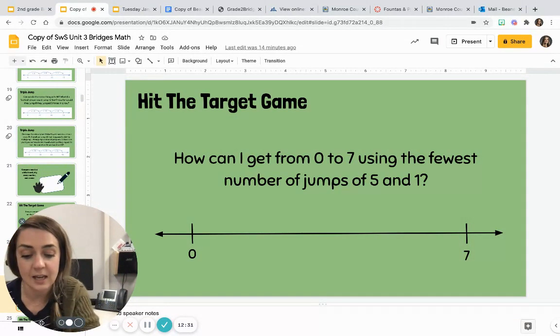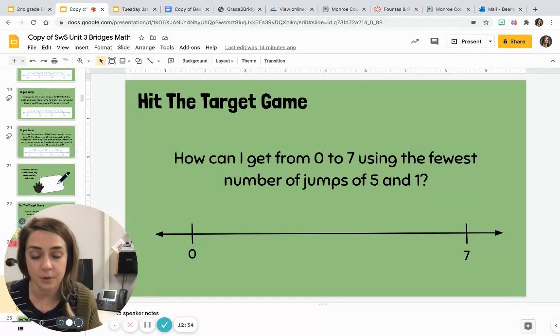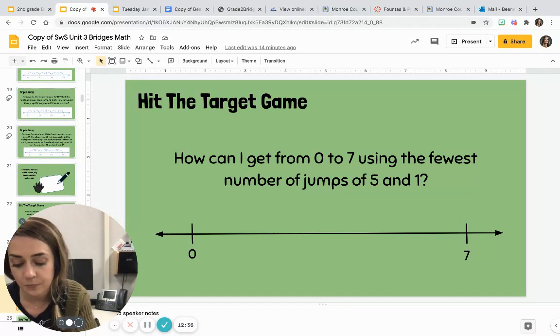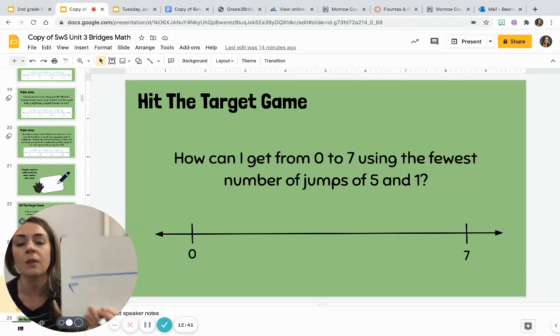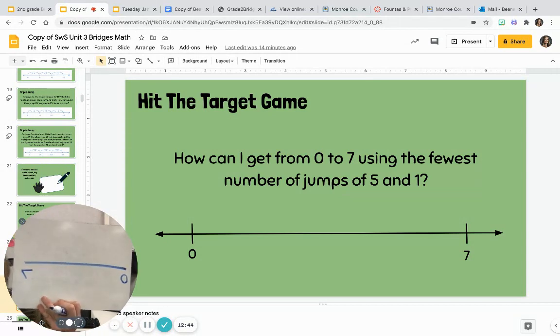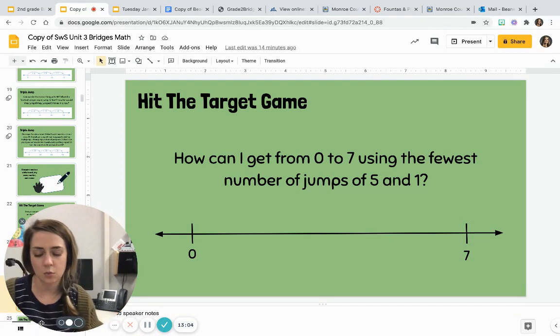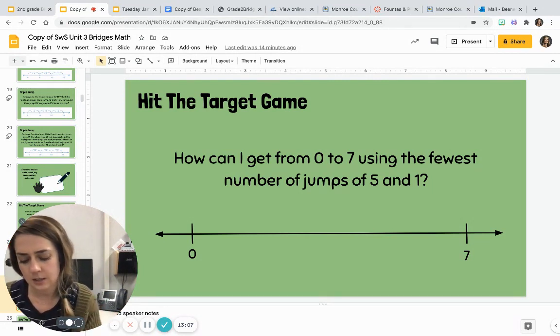So you're going to, again, on your paper, draw a number line, make it look just like mine. So you're going to draw 0 and then 7. And I want to know, how can we get from 0 to 7 using the fewest jumps on a number line? So using the fewest number of jumps of 5 and 1. So you're either going to use jumps of 5 or jumps of 1. And you want the fewest jumps. So what could you put together to make that happen?